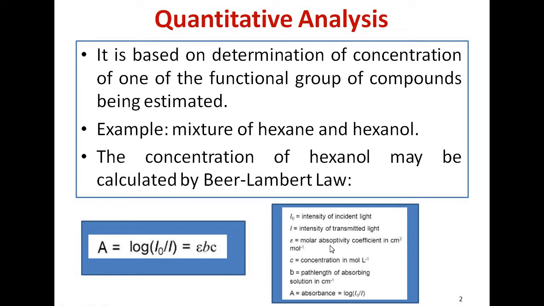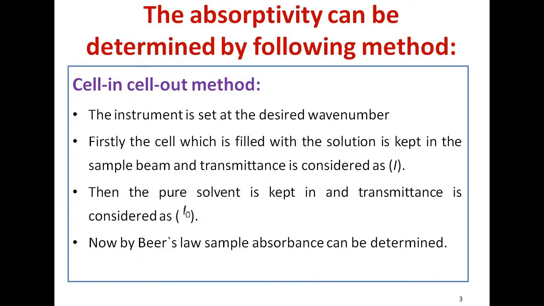So what are the different methods for the calculation of the absorptivity? This absorptivity can be determined by various methods. The first important method is the Cell in, Cell out method. In this method, the instrument is set at the desired wave number and the cell which is filled with the solution is kept in the sample beam. The reading obtained on the linear transmittance paper gives a number which is directly proportional to the value of I for the sample being estimated.